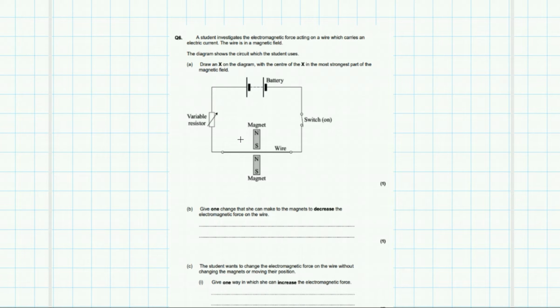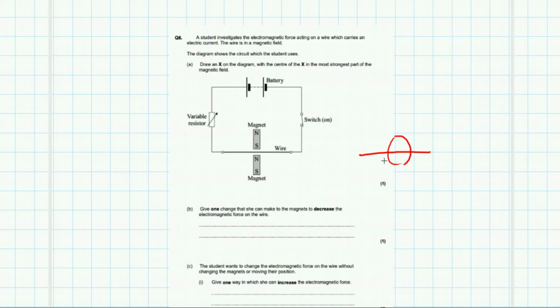Question 6: a student investigates the electromagnetic force acting on a wire, and draws an X on a diagram, with the centre of the X being the strongest part of the magnetic field. If we remember that a wire has a magnetic field that goes around the wire. Imagine your thumb going from left to right across the page, and the magnetic field is acting around it.